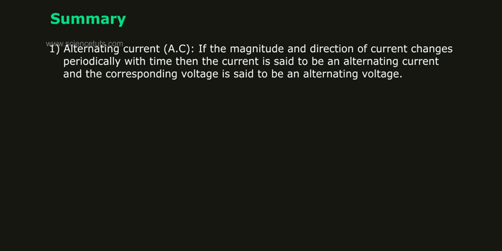1. Alternating current, AC. If the magnitude and direction of current changes periodically with time, then the current is said to be an alternating current and the corresponding voltage is said to be an alternating voltage. E equals E naught sine omega t. I equals I naught sine omega t.